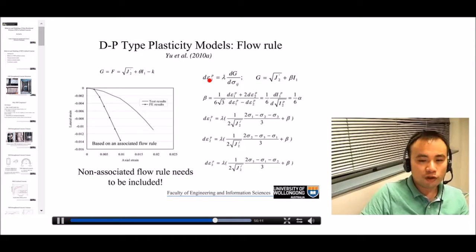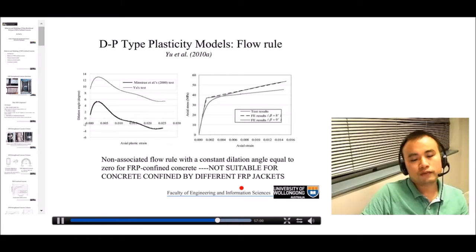Okay? If you use an associated flow rule to predict the behavior of concrete, this is what you will get. So this curve is what you will get. Basically, you end up with a much larger lateral expansion than what you get from the experimental test. So you can imagine if you overestimate the lateral expansion, it consequently overestimates the confining pressure provided by the FRP. So at the end, your actual stressing curve of FRP-confined concrete will be overestimated. So associated flow rule does not work, and you need to use non-associated flow rule.